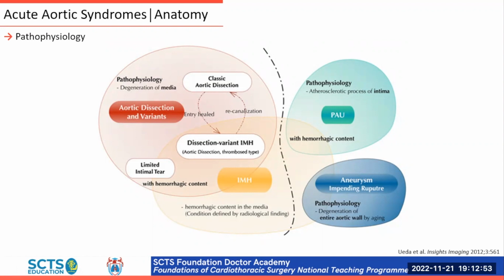You will see that the classical dissection is due to a degeneration of the media. The penetrating ulcer is due to an atherosclerotic process of the intima. And the aneurysm with impending rupture has a pathophysiology related to a degeneration of the entire aortic wall due to the aging process.